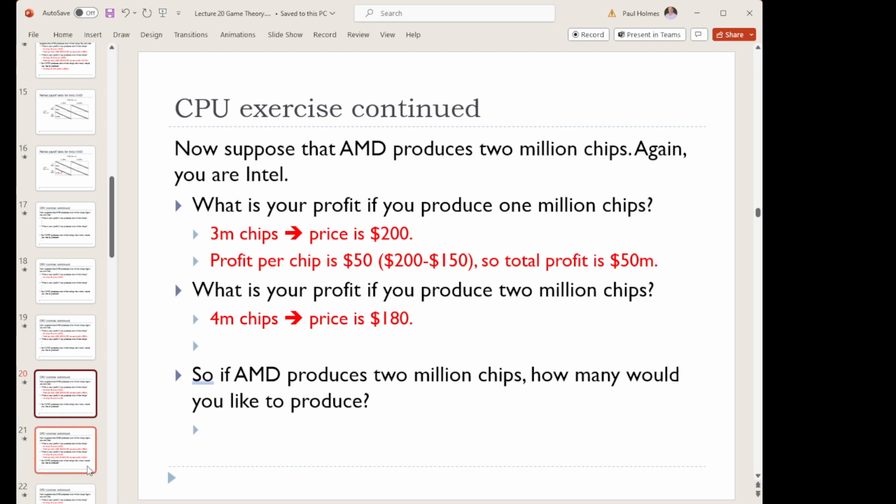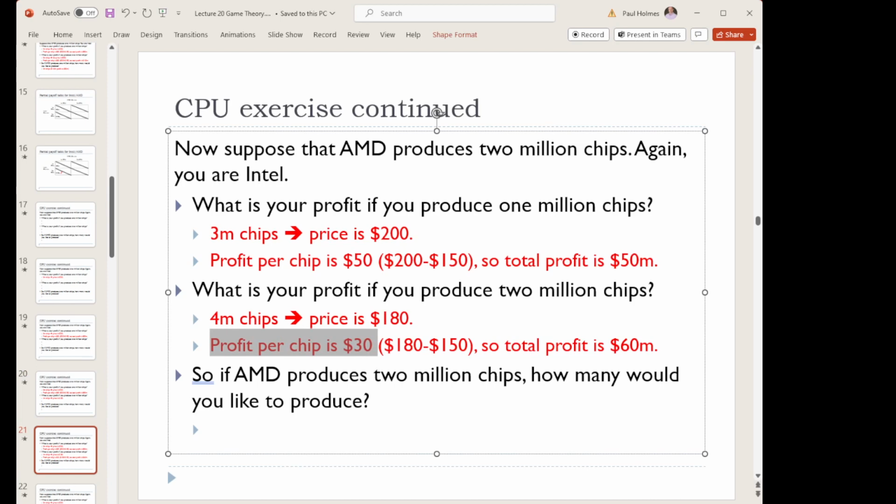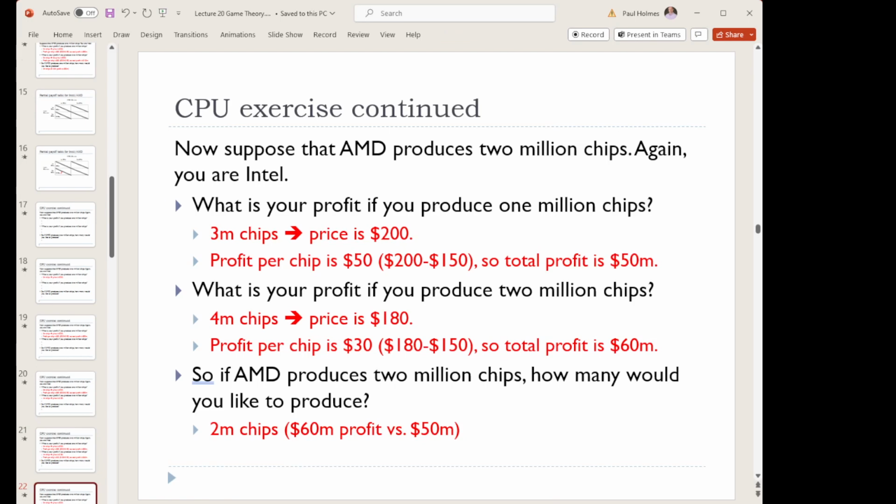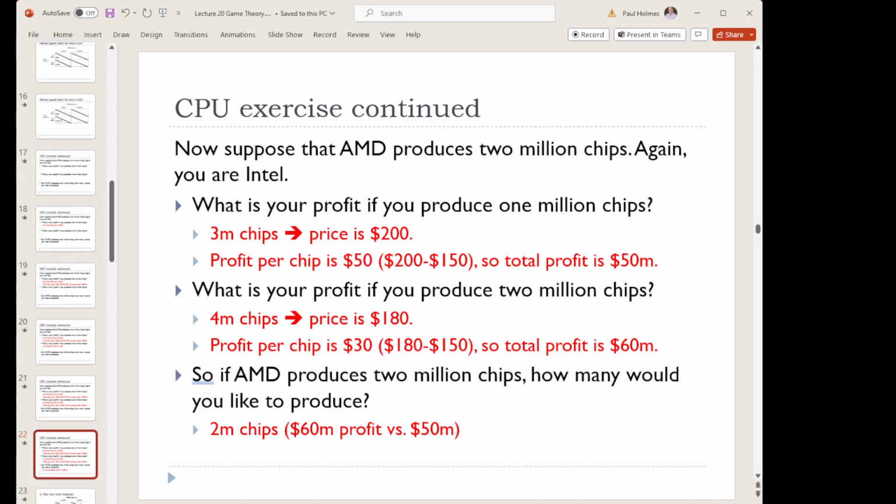What's our profit? Well, our profit per unit is going to be that price, $180, minus the cost, $150, so we get $30 per chip now. But we get that over 2 million chips, and 30 times 2 is 60. We're going to make $60 million now. Okay, so what do we like? 50 million or 60 million? Well, 60 million sounds better to me. We make $60 million profit from selling 2 million chips, so that's what we would prefer to do.